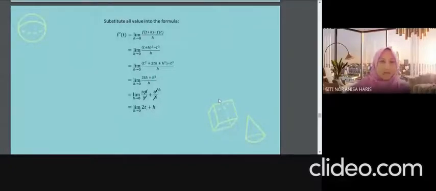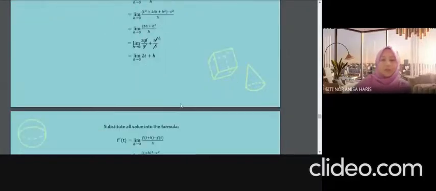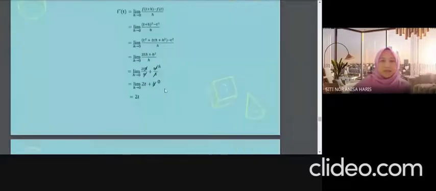Since we are learning about the limit as h approaches 0, we can substitute the value of h with 0, because it is equal to 0, right? So we will get 2t.